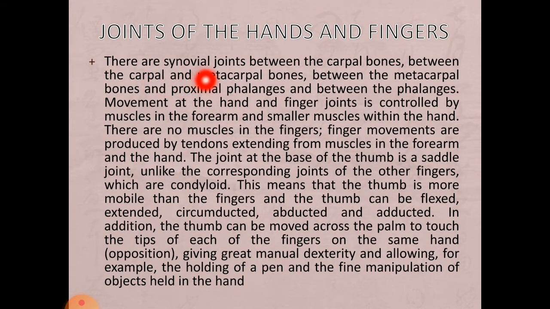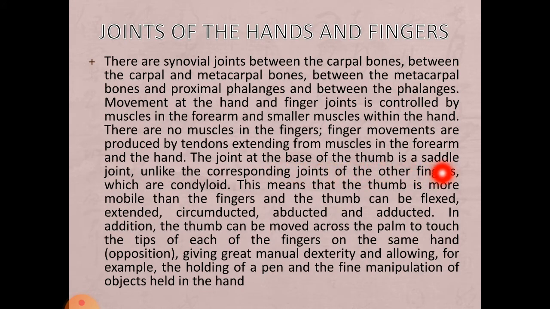So there are synovial joints between the carpal bones, between the carpal and the metacarpal bones, and between the metacarpal and the proximal phalanges, and between the distal phalanges. So movement at the hand and the finger joints is controlled by the muscles in the forearm and the smaller muscles within the hand, and there are no muscles in the fingers. Finger movements are produced by the tendons extending from the muscles in the forearm and the hand.